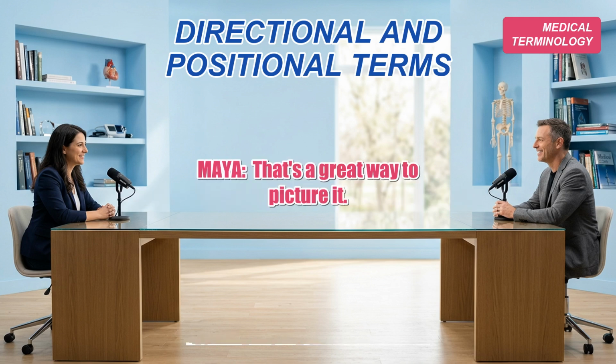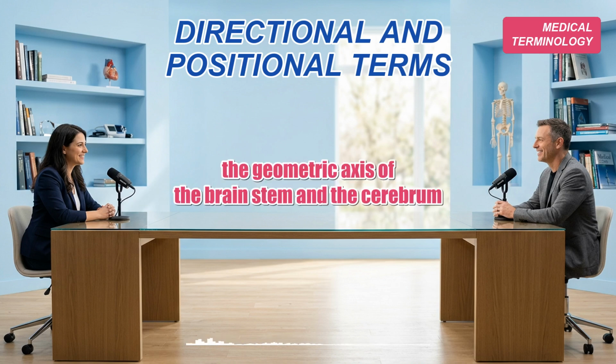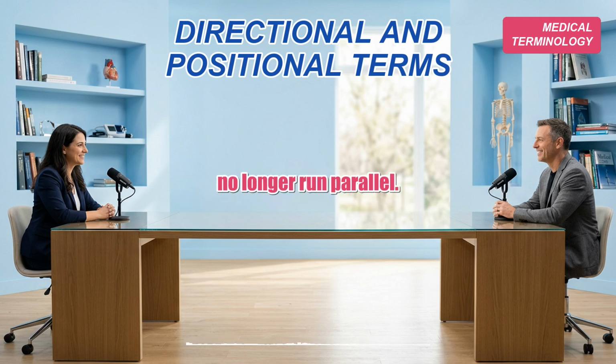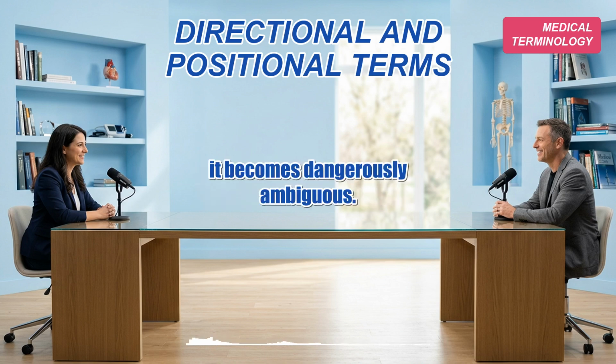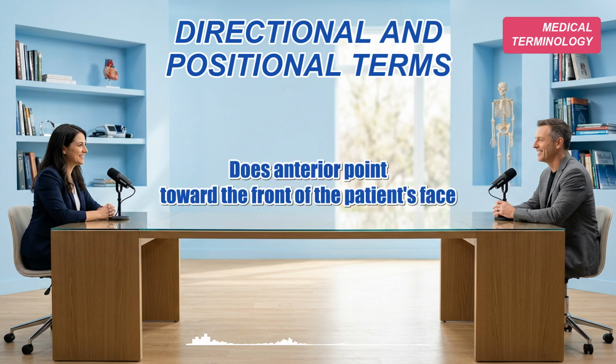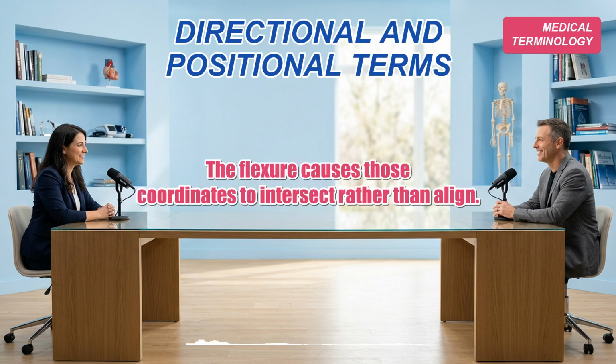That's a great way to picture it, and because of that sharp angle, the geometric axes of the brainstem and the cerebrum no longer run parallel. They're bent. So if a neurosurgeon relies on the word anterior, it becomes dangerously ambiguous. Does anterior point toward the front of the patient's face, or does it point perpendicular to the spinal column? Exactly. The flexure causes those coordinates to intersect rather than align.